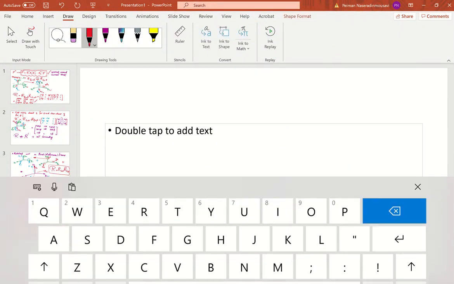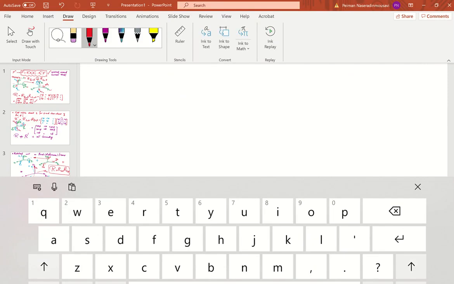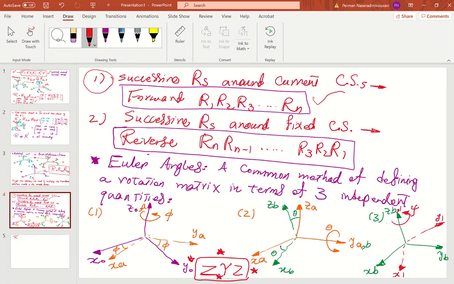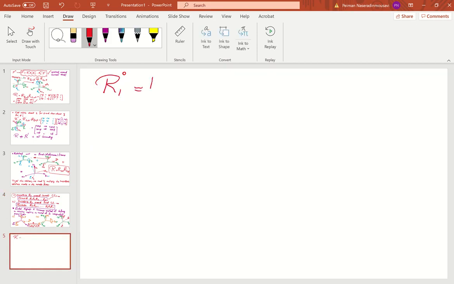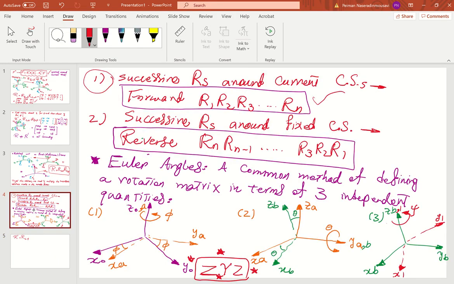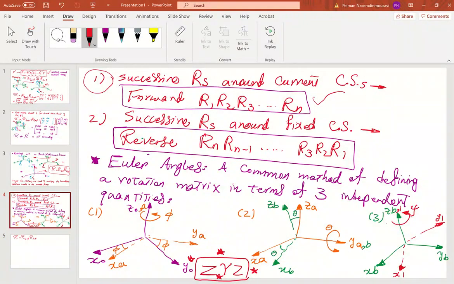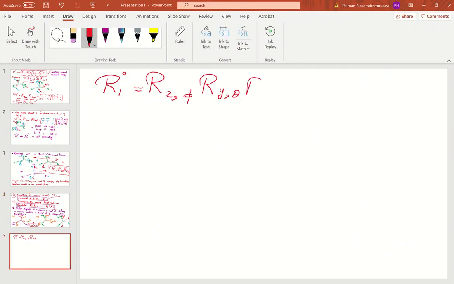On the other hand, R1 with respect to the fixed coordinate system, because finally this is 1, with respect to x0, y0, z0, you have to do forward. So we got Rz and phi, Ry and theta, and Rz and psi.